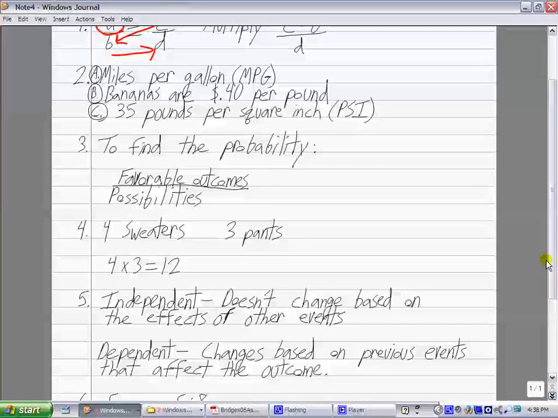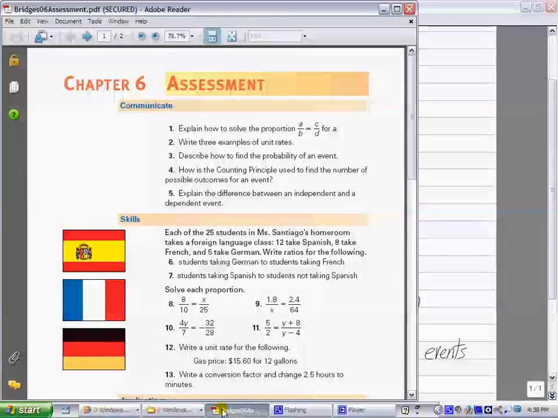Number 6. It says each of the 25 students in Miss Santiago's homeroom takes a foreign language class. 12 take Spanish, 8 take French, and 5 take German. Write the ratios for the following. Number 6 is students taking German to students taking French.